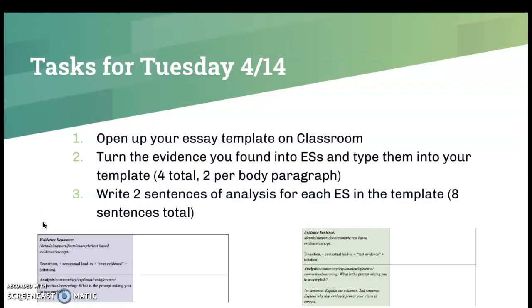So your tasks for today are going to be to have the template open on Google Classroom. You are going to turn the evidence that you found yesterday. If you didn't find evidence yesterday, find it today. You need at least 4 pieces. You are going to turn that evidence into evidence sentences, and then you're going to type them into your template. You have 2 per body paragraph, so you should have 4 ESs total by the end of today. You are also going to write 2 sentences of analysis following each evidence sentence in the template. Remember, you have 2 after each ES, meaning you have 4 per body paragraph.